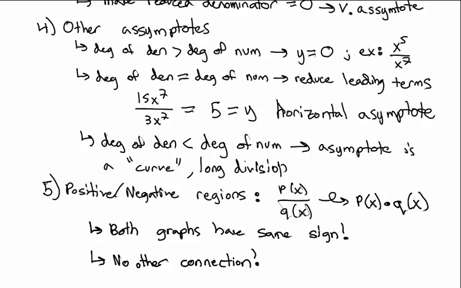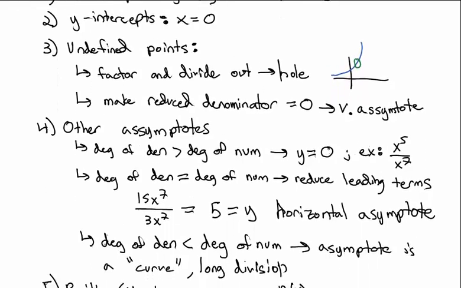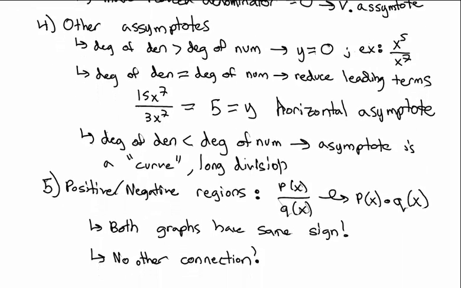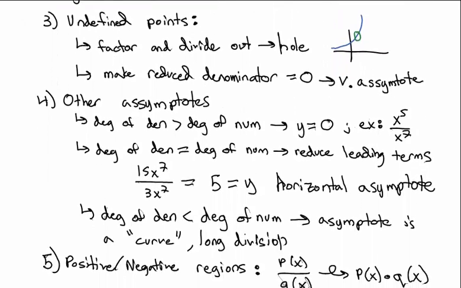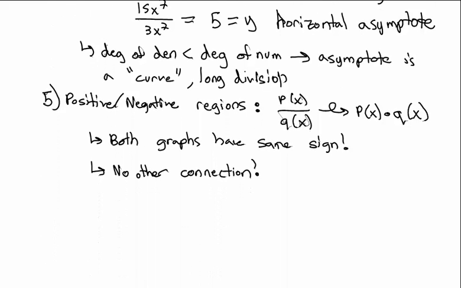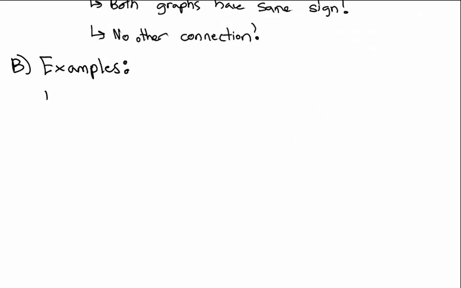So 5 things to find. You should know how to do all 5 of these before the test, preferably before you come to class today: the x-intercepts, the y-intercepts, the undefined points, the other asymptotes, and the positive, negative regions. We're going to do several examples where we work through all 5 of these steps and see how they translate into graphs. So if f of x equals x minus 2 over x plus 2.